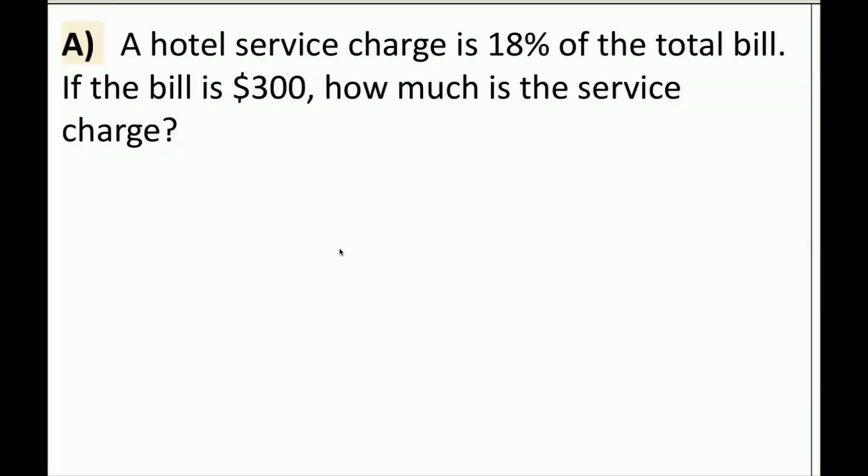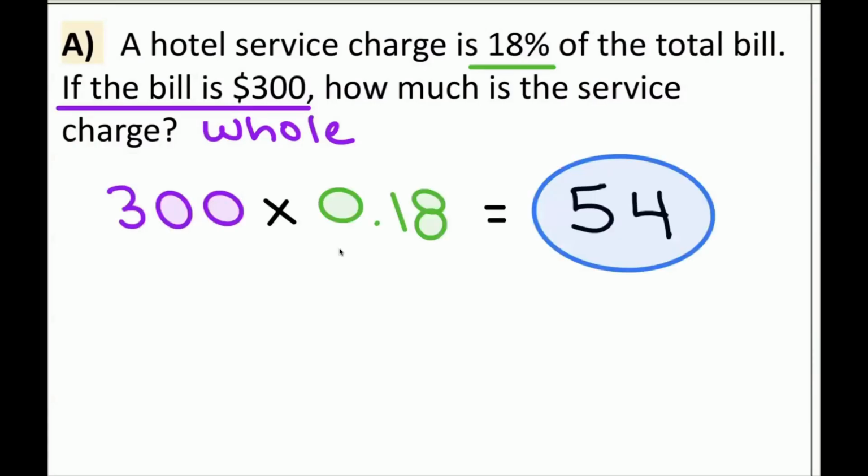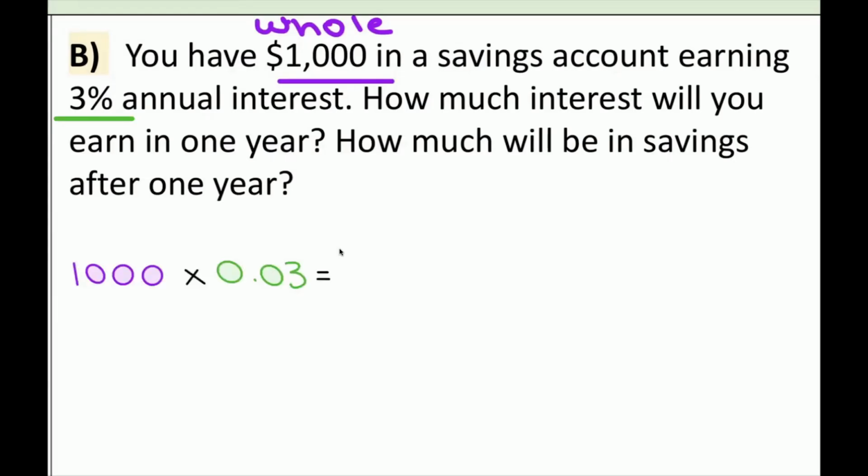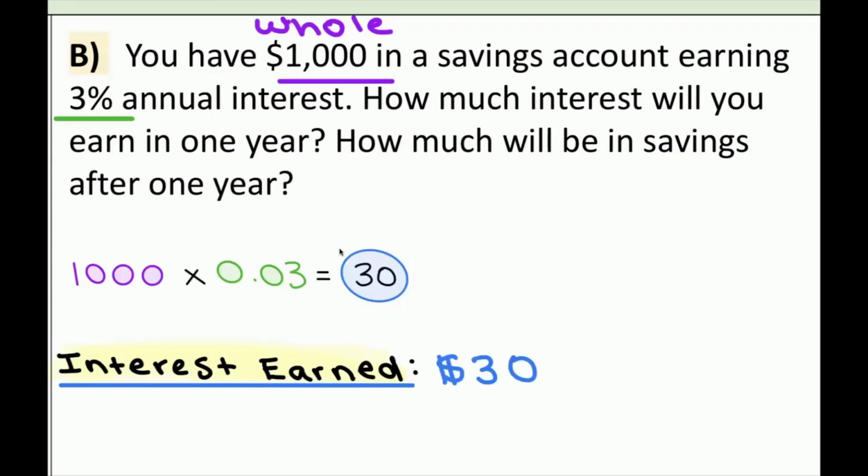Let's check our work for problem A. Let's check our work for problem B. B is a two-part question. So the first part, how much interest, that's the part. Okay, so $1,000 is our whole. Remember, 3% as a decimal is 0.03. So if you wrote 0.3, that's wrong. So you should have done 1,000 times 0.03, and that means we earned $30 interest.